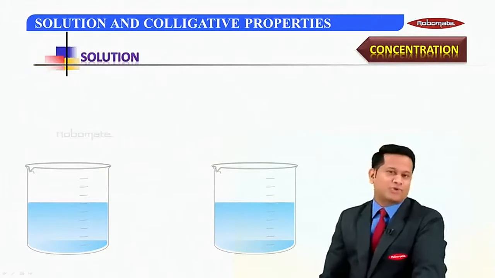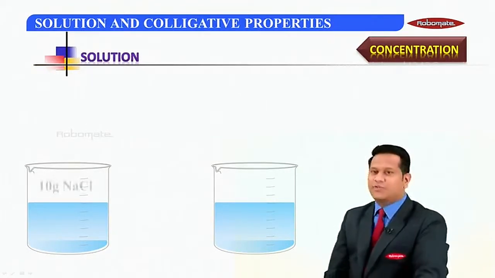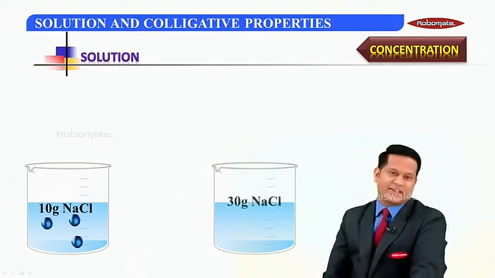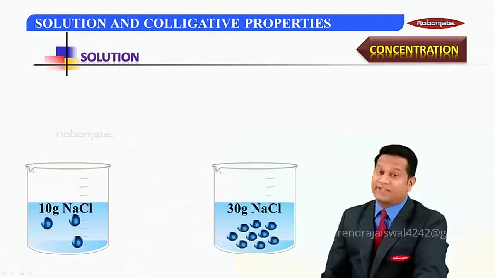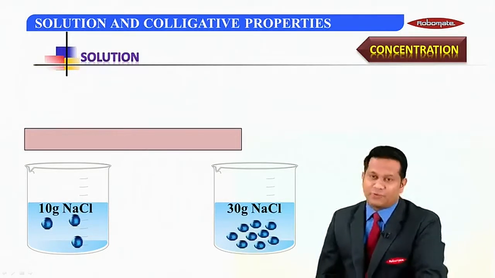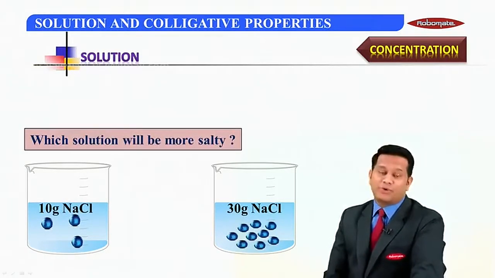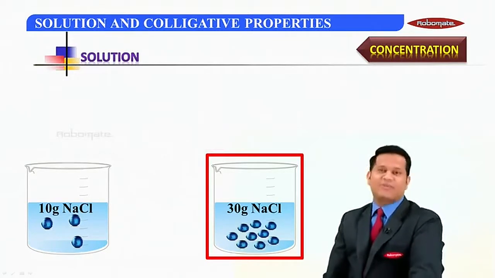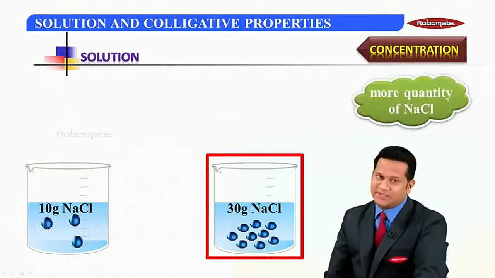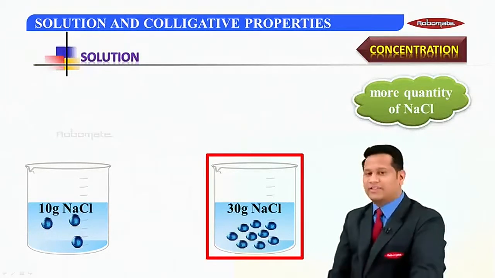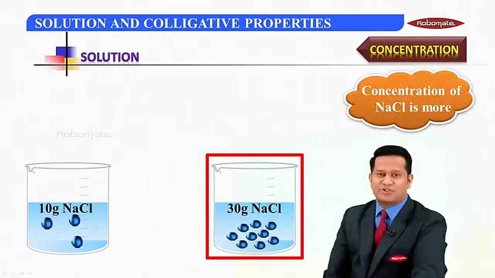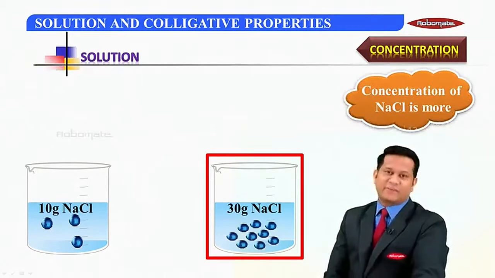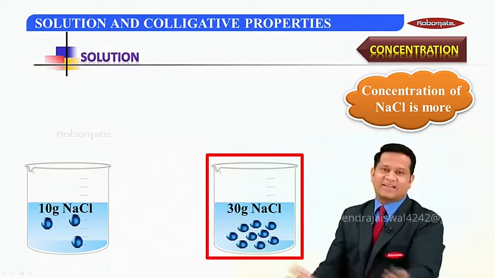Both of them consist of some solvent, say for example water, to which we are going to add salt. The first one contains 10 gram of NaCl and the second one contains 30 gram of NaCl. I have a very simple question for you. Of these two, which one is more salty? The answer is very obvious. The solution which contains 30 gram of NaCl is more salty. The reason is there is more quantity of NaCl, or I can say that the concentration of NaCl is more. Correct? So that's a very precise and simple answer to what exactly is concentration.